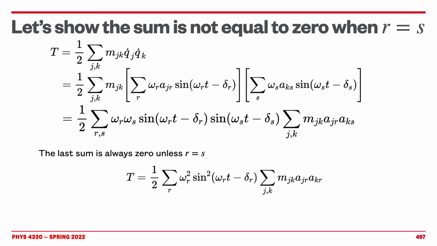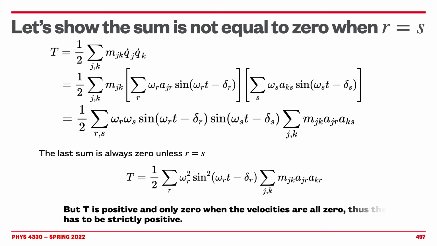But of course, we know that the kinetic energy is a positive number. It can only be 0 if all the velocities are 0, right? So unless the velocities are all 0, this kinetic energy has to be positive. And that means that if it's positive, since omega squared is positive and sine squared is positive, then the sum has to be positive and non-zero. Otherwise, the kinetic energy would be equal to 0. So that's basically what I wanted to say in this screencast.